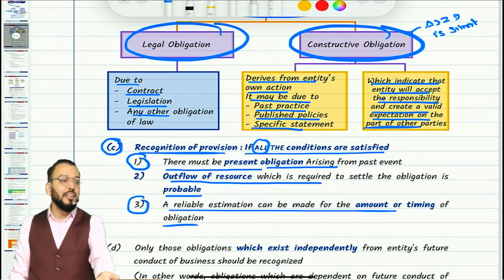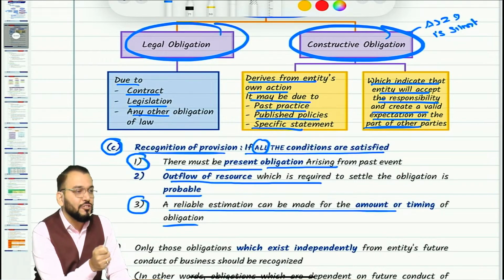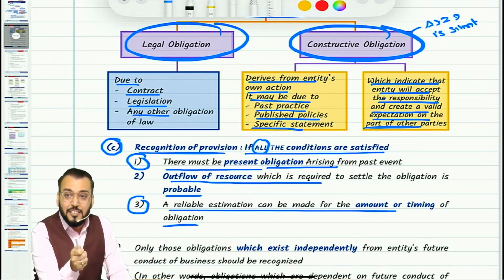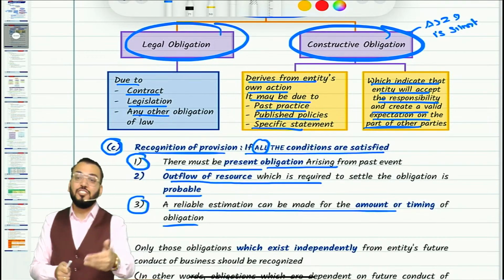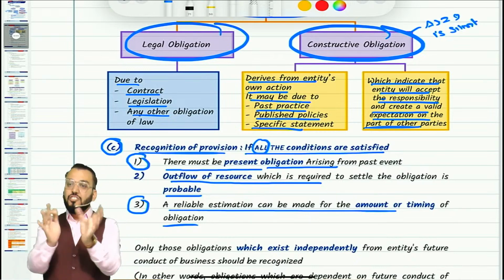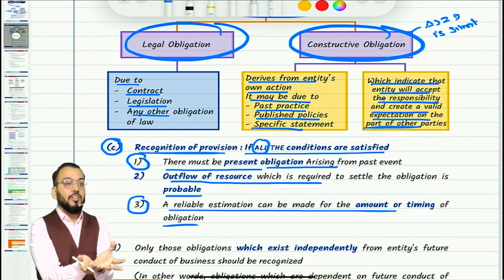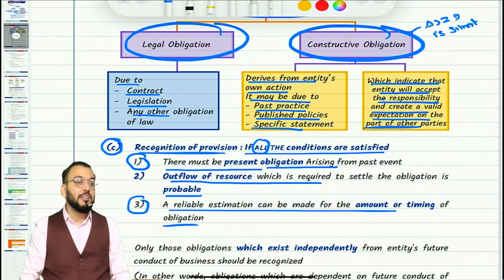So once I have done the announcement, you have some expectations from me or not. Valid expectation, yes: if I study, I will score 90, and 50% I will receive. Yes or no? So a valid expectation is created on your part. So it means it is a constructive obligation. Now Ind AS 37 will be applicable to that only.